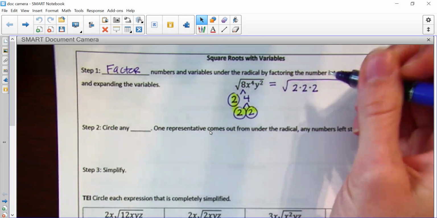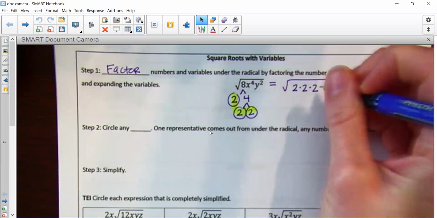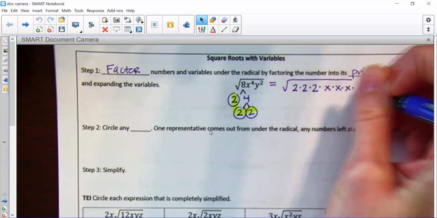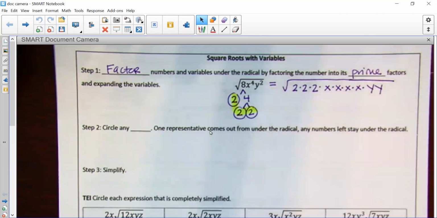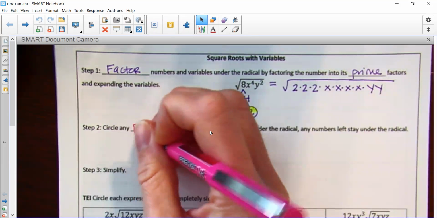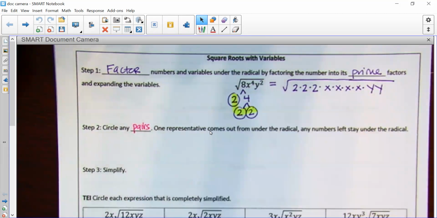And I'm going to expand my variables. So I've got 4 x's and I've got 2 y's. So that's step 1. Factor the number, expand the variables. Step 2 is to circle any pairs. One representative comes out from under the radical, any numbers left are left to stay under.